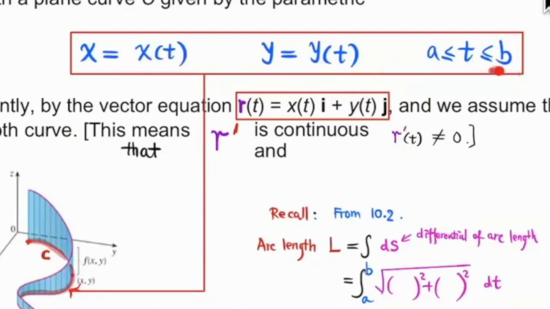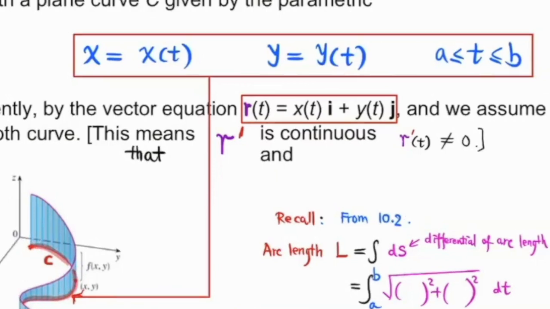And t goes from a to b. When t is equal to a, the x will be here and the y will be here, and you get this point. As t increases from a to b, you trace out this curve. This curve here is the curve C.